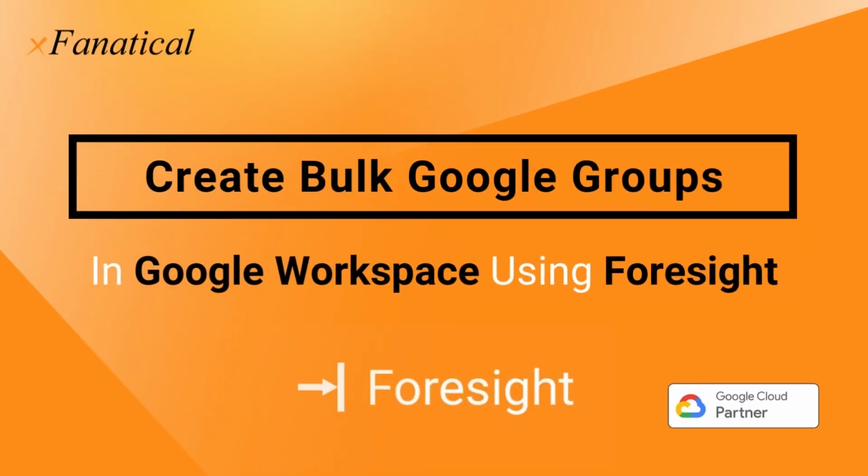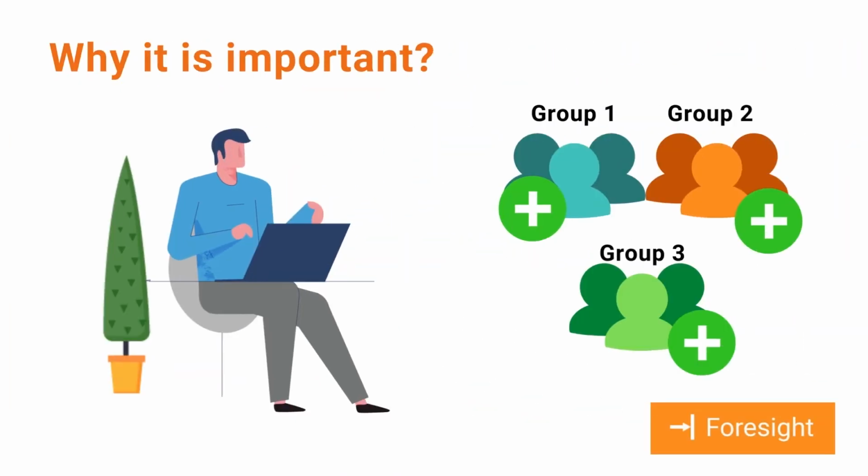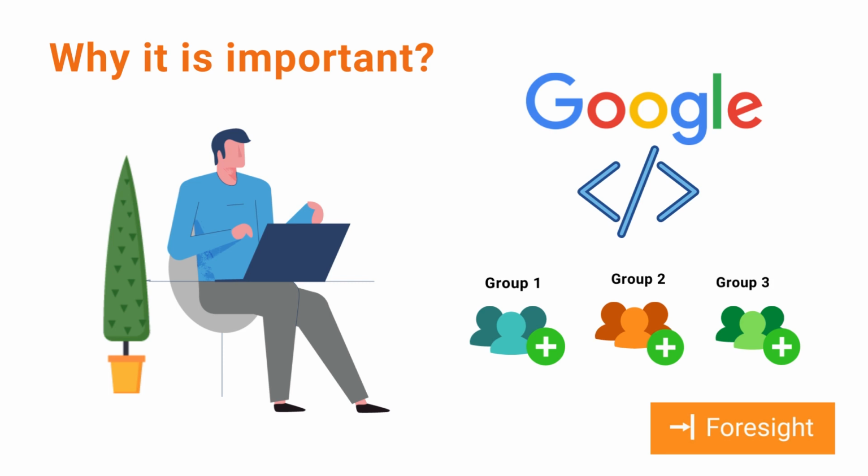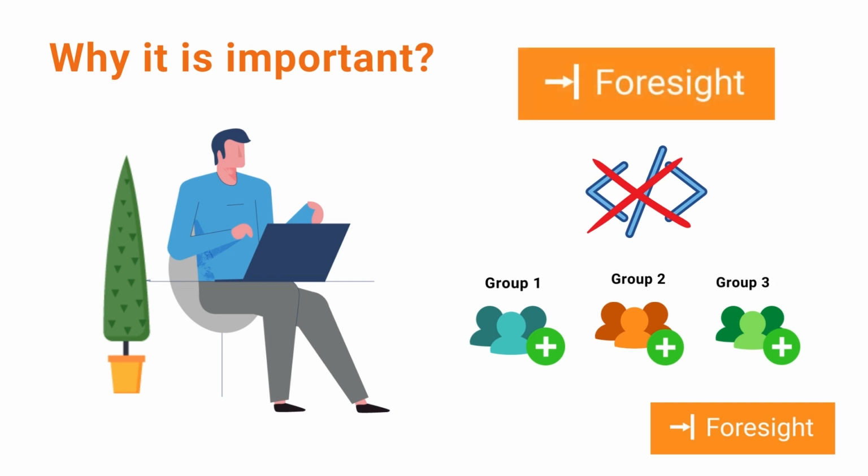In this short video, I will demonstrate how you can create bulk Google groups via CSV list in Google Workspace using xFanatical Foresight. There are often times when the manager needs to create bulk Google groups in Google Workspace. Google Admin Console does not have this option. The one method Google has is to use coding, which is only for developers, so there should be an easy way. Foresight is a great tool that helps in getting this task done without coding, fast and efficiently.